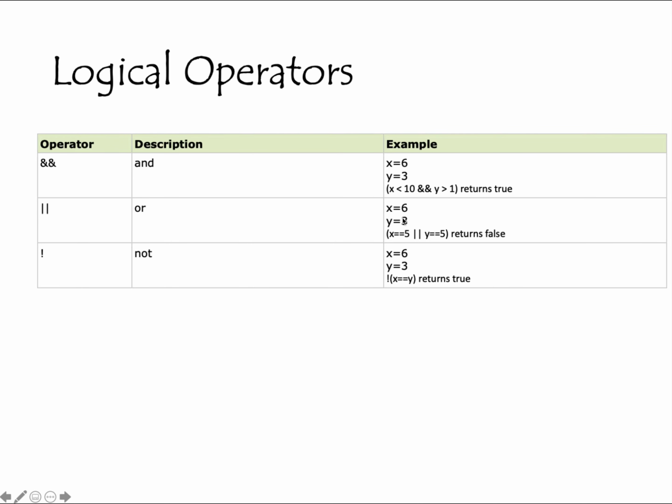So x is 6, is x 5? It's false. Is y 5? No, it's false. So both conditions are false. Then with or, you will get false, but if either one of them is true, you will get true. The exclamation mark is simply not. If the condition is false, for example, x and y are different, so this part is false inside the parentheses, but with the exclamation mark, it will return true.